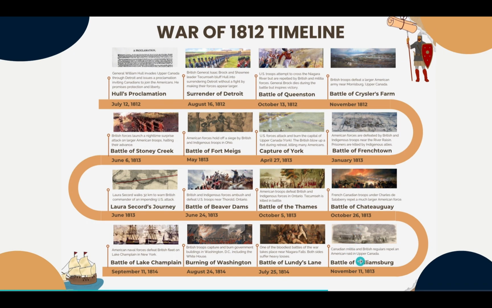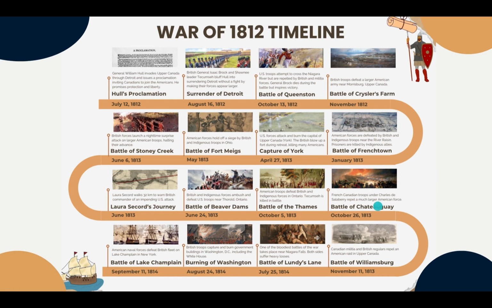Then, on November 11th, Canadian militia and British soldiers stopped an American raid at Crysler's Farm, highlighting the importance of local defenders. In July 1814, the Battle of Lundy's Lane became one of the bloodiest in the war. Though inconclusive, Canada successfully defended its ground.